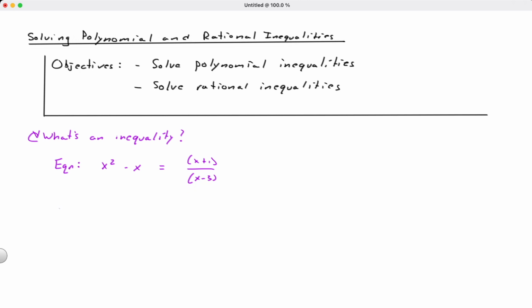An inequality, though, is just a little bit different. Instead of figuring out what values of x make the two expressions the same, we want to figure out what values of x make those two expressions unequal or different, but in a particular way. So maybe that is, what values of x make x squared minus x greater than x plus 1 over x minus 3? Or less than, or greater than or equal to, or less than or equal to. And so any of these four possibilities will make what we call an inequality.